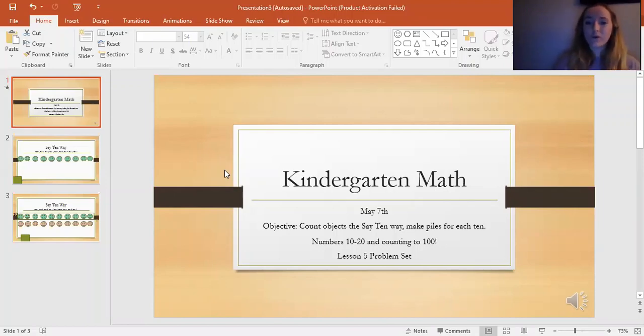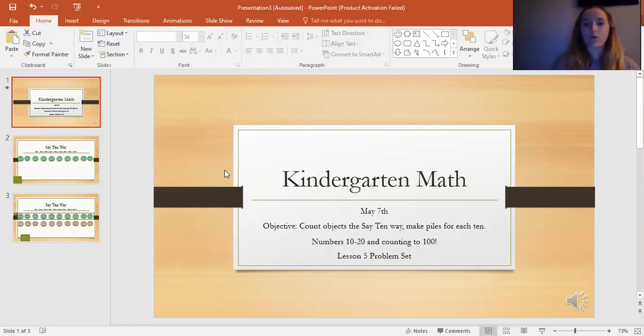We are going to be working on counting objects the Say 10 way. So this is a brand new concept. It's called Say 10 way. It's a way of counting objects in the teen numbers. So counting from 10 to 20. We will say them the Say 10 way. Can you say that for me? Say 10 way. Great job.